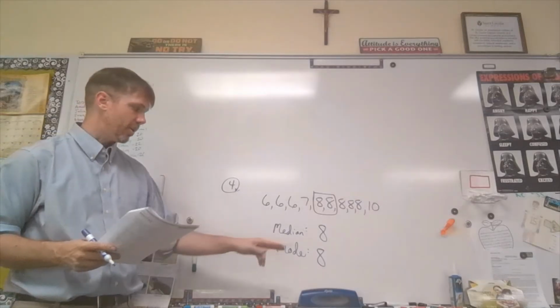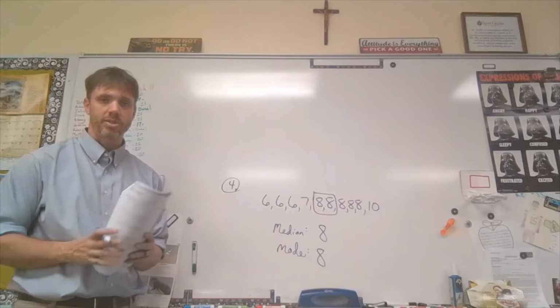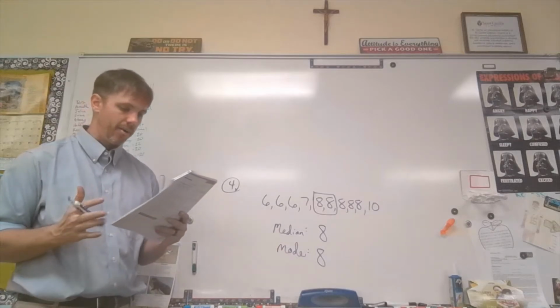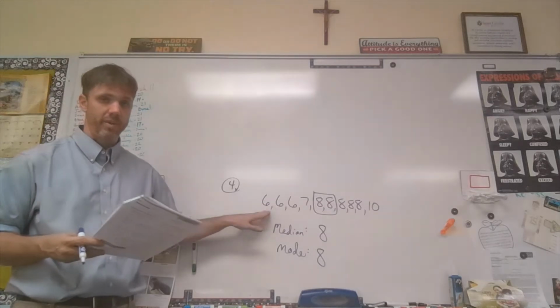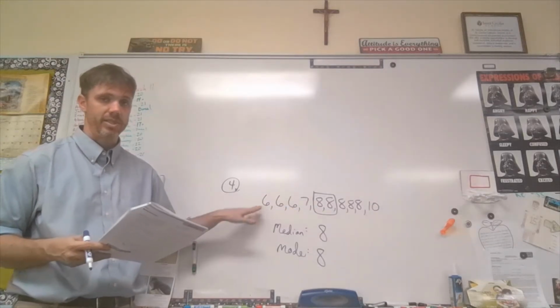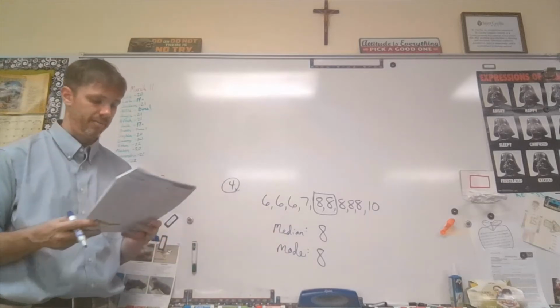All right, so it's possible for the median and the mode to be the same number. That's not a big deal. Those are two separate questions. They have nothing to do with each other. And like I said, we've got 3 6s, but we have 5 8s, so it doesn't matter that we have 3 6s.